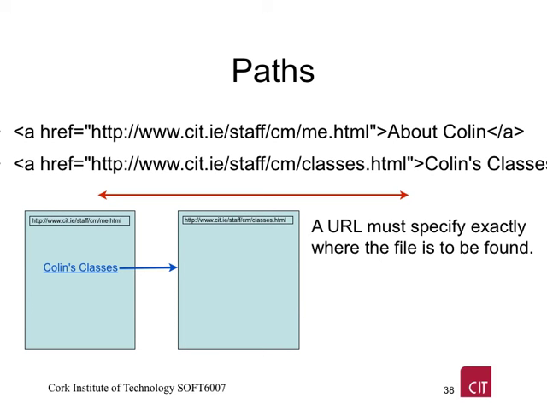If in that me page, I wanted to have a link that appeared on the page as Collins classes, and when you clicked on it, it takes you to http://www.cit.ie/staff/cm/classes.html. So that's a link from one page to another. So the browser must know the full path, the full web address, the full URL of the web page in order to go get it. You'll notice here, however, that both of these files, both me and classes.html, are in fact in the same place. And this allows us to use a shortcut.